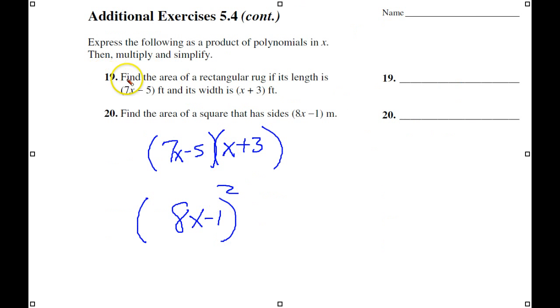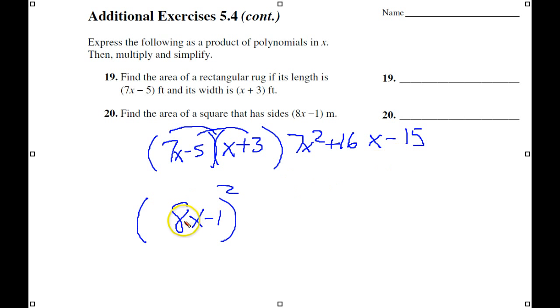So in the last two, we're asked to find the area of a rectangle rug by these dimensions, so we'll FOIL. This will be 7x squared. Our outers would be 21. Our inners a negative 5. That gives us a positive 16x. And then our last is a negative 15.